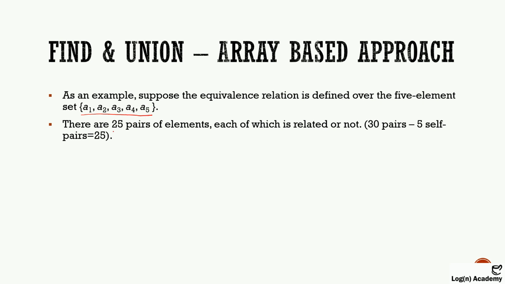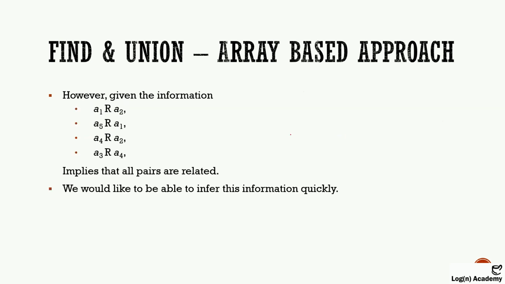So there are 25 pairs. If we make the pairs, we will get 25 pairs, each of which is related or not. Of these, 5 are self pairs, which are the reflexive pairs. So this is the information we have. We have this relation: A1 is related to A2, A5 is related to A1, A4 is related to A2, and A3 is related to A4.